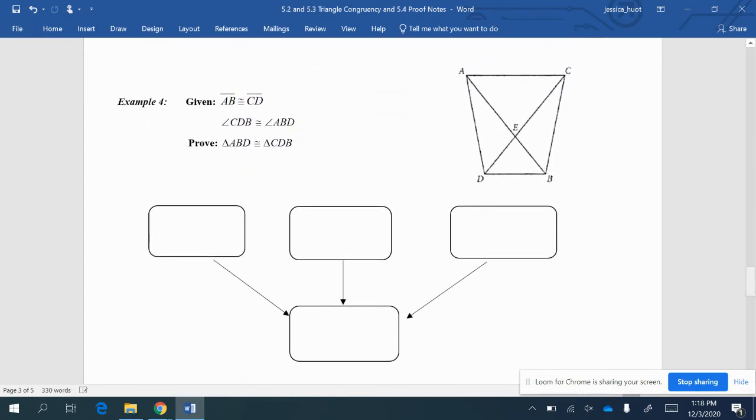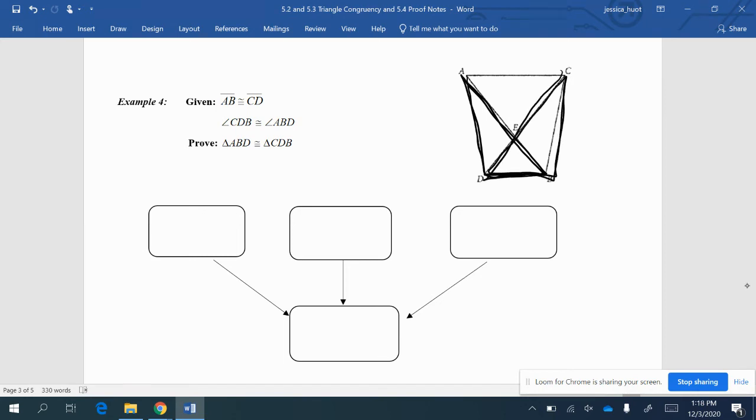All right, we have another flow chart proof. On this flow chart proof, we are given that AB is congruent to CD. So AB, this whole side right here is congruent to CD, right there. And angle CDB is congruent to ABD. And we are proving that triangle ABD, this triangle right here, is congruent to CDB.